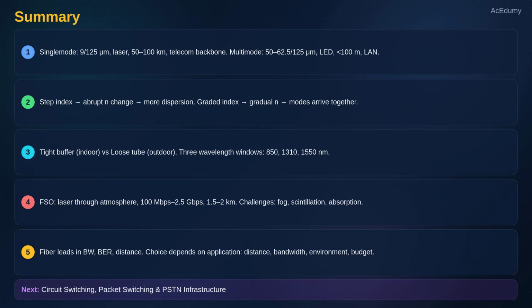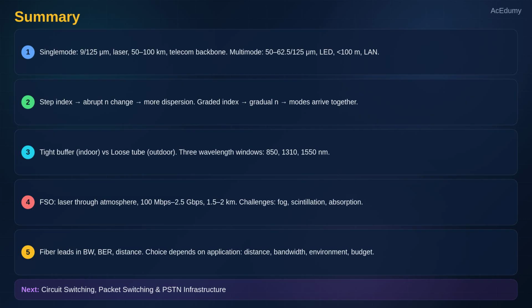Step index causes more dispersion due to abrupt refractive index change. Graded index reduces dispersion by gradually varying the refractive index. Tight buffer cables for indoor, loose tube cables for outdoor installations. Free space optics bridges the last mile with laser links through the atmosphere, but faces challenges from fog, scintillation, and absorption. Among all transmission media, fiber optic leads in bandwidth, bit error rate, and distance, while twisted pair remains the most economical for short distances.